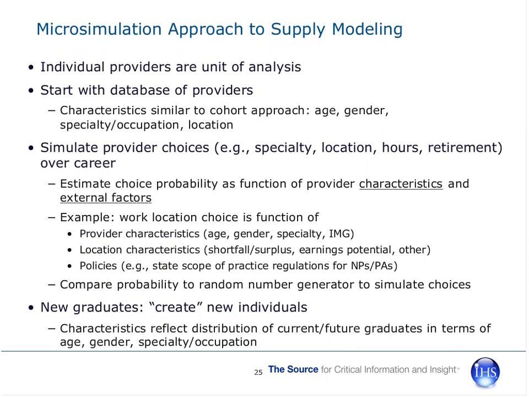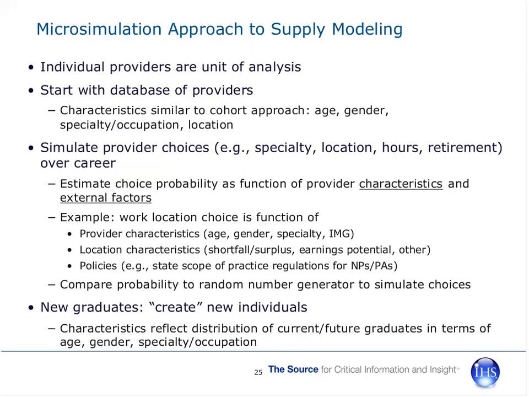And for each person, you would simulate from one year to the next the likelihood that they would remain in the workforce, and the number of hours that we think they might work based on either historical patterns or hypothetical scenarios. But essentially, for each person, you're simulating career choices about specialty, location, hours, and retirement, and those can change over one's career. And they can also change in response to external factors such as what's happening in the economy.